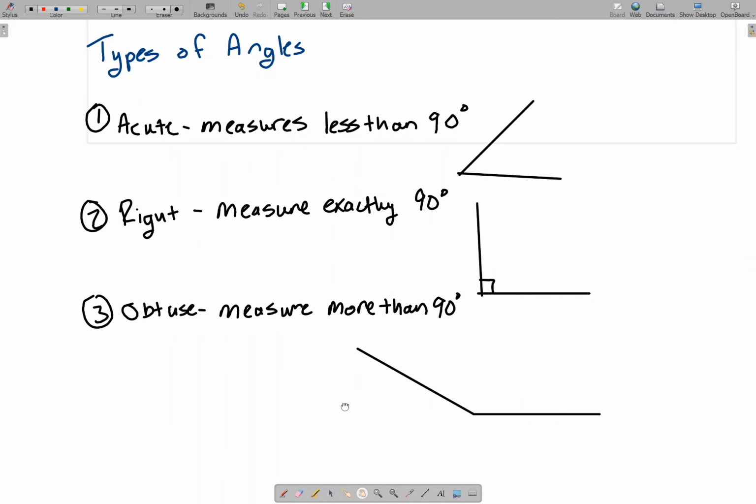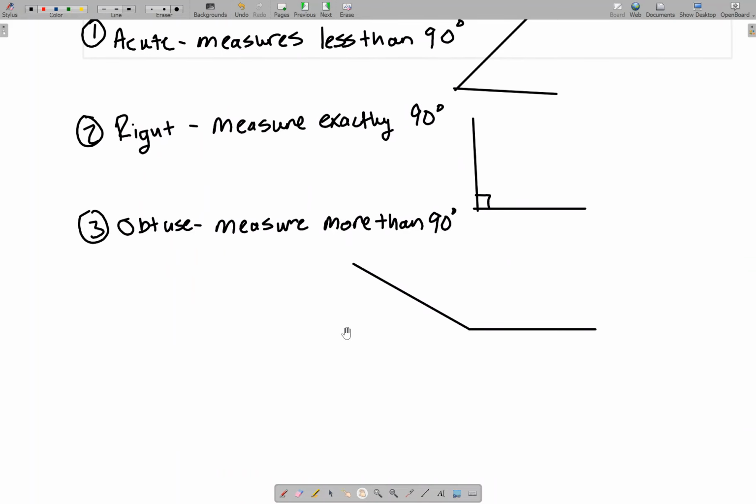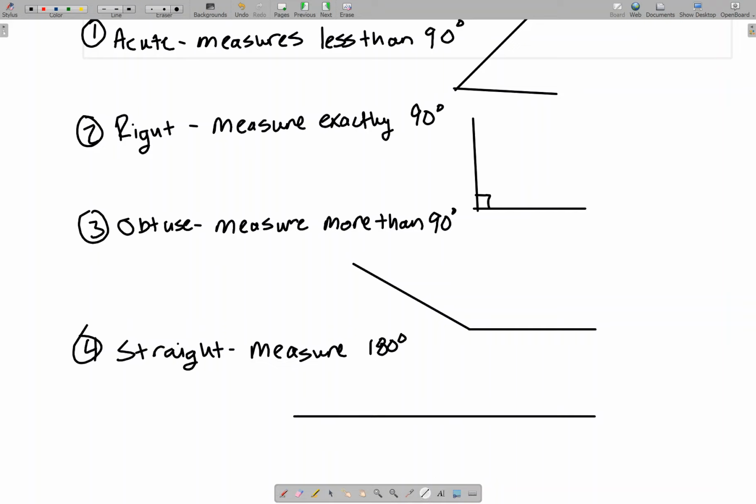And the last kind of angle we'll talk about, and then we'll talk about bisectors. So the last type of angle is 4. These are going to be straight angles. These are just a flat straight line. These will measure 180 degrees. And so a straight angle is just a flat line like that.